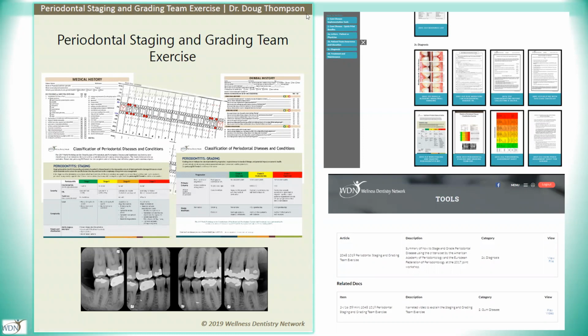Where I put it in the library is, if you expand the menu under gum disease in your Office and Forms Tools library, you'll see under 2C diagnosis the staging and grading exercise, right next to our staging and grading charts. These are our printable reference charts. And here's the exercise.